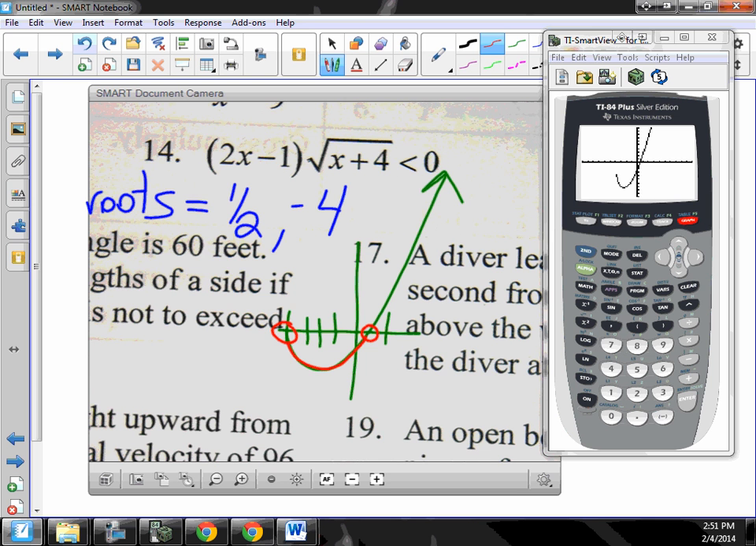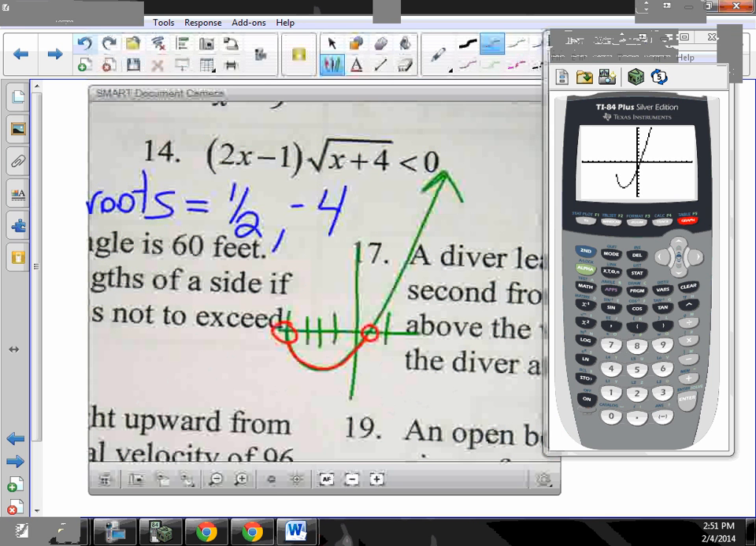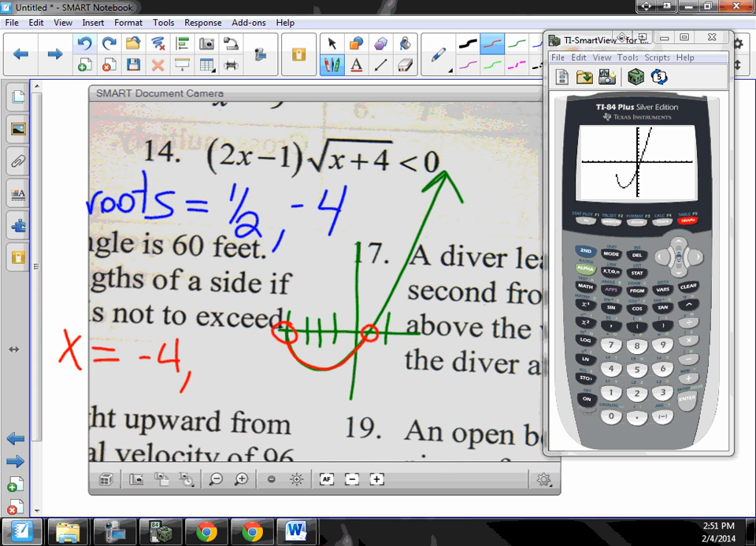So the answer, my solution set is what? -4 to 1/2. What symbols do I use? Like that. So that is my answer. Okay, can we handle that?